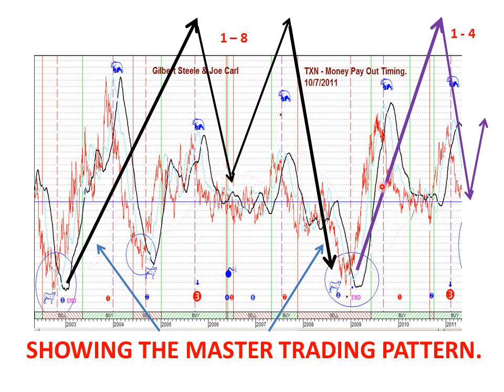Then you went up on this one and came down into the 4. You had the option right here of not getting out, but it did show you could have written option contracts.